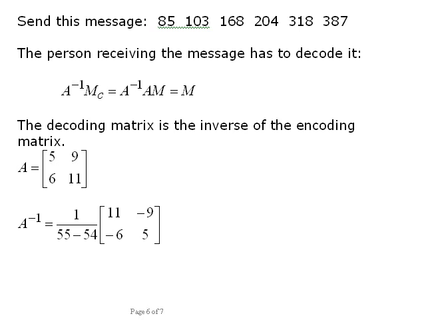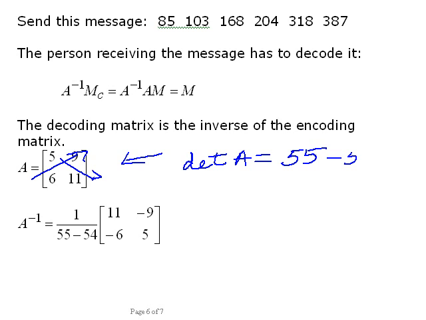So here was our encoding matrix, and it's a 2 by 2. First you have to determine if it has an inverse. If it has an inverse, its determinant is not 0. So I take the determinant of A, and that will be 5 times 11, which is 55, minus 6 times 9. Remember, multiply this way, then multiply that way. Minus 54, that answers 1. It's not 0, so that inverse exists.